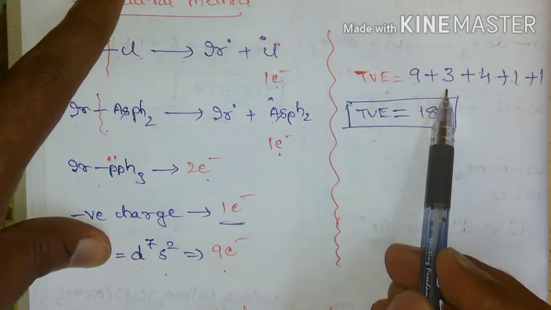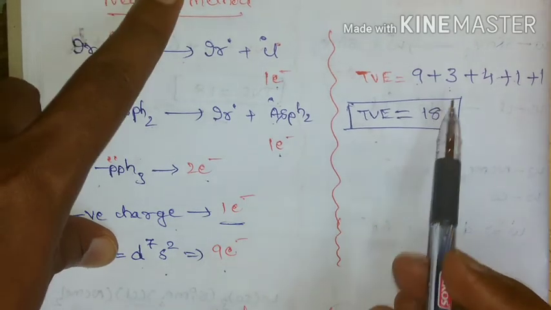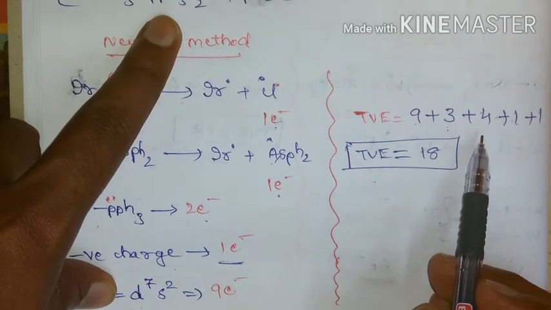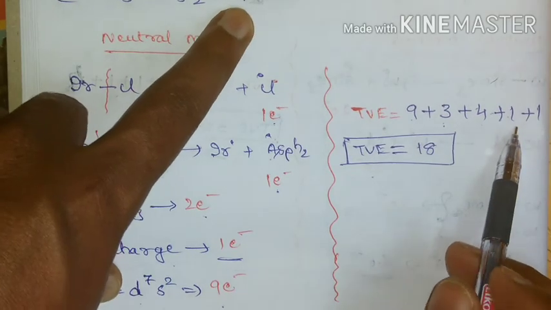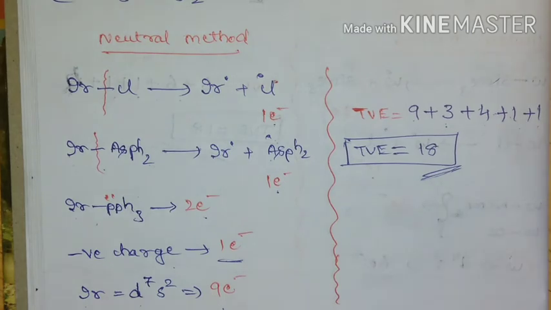Cl is going to contribute 1 electron, so 1 into 3, 3 electrons. PPh3 is a neutral ligand, and since 2 ligands are present, 2 into 2, 4. And arsenic is going to contribute 1 electron and a negative charge of 1. So it is also obeying the 18 electron rule.